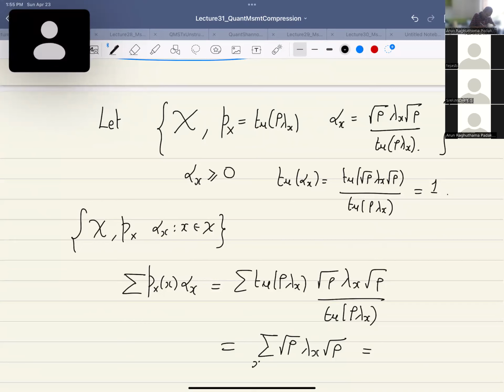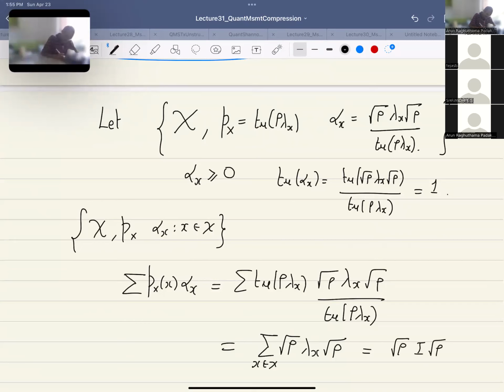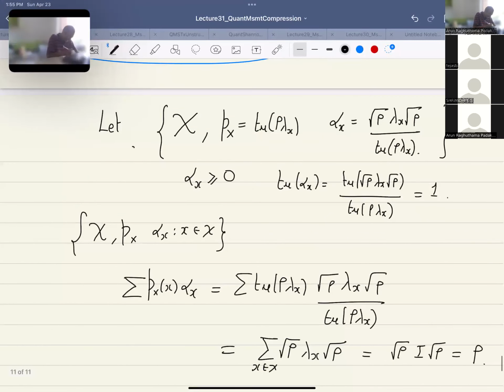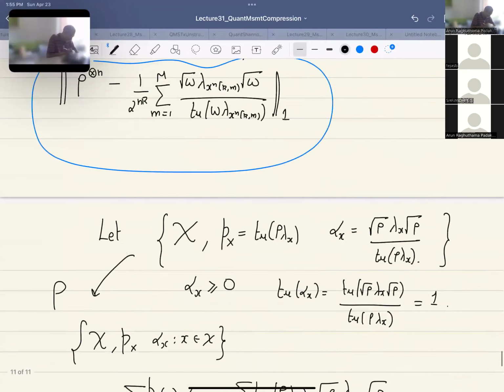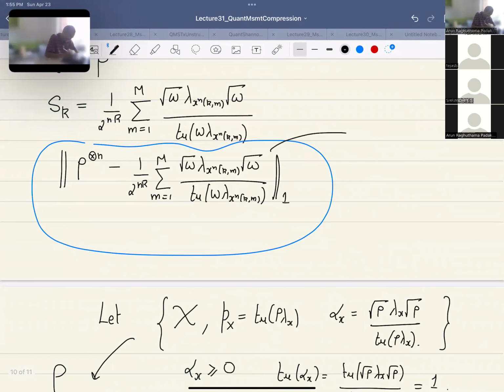It's just rho, root rho times root rho, which is rho. So this ensemble has average rho. So this is also an instance of the covering lemma. This is also an instance of the covering lemma.